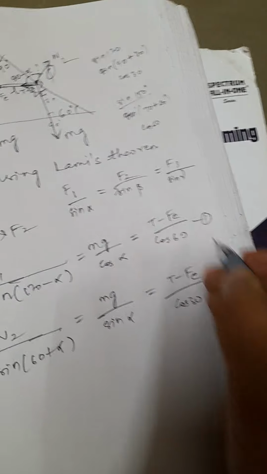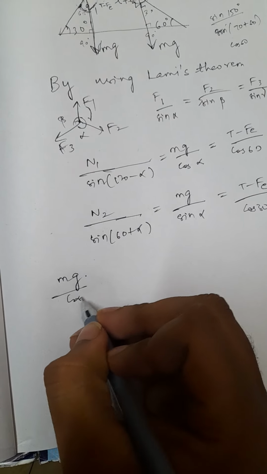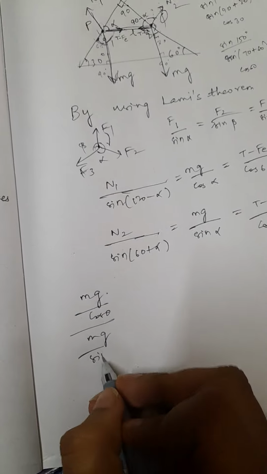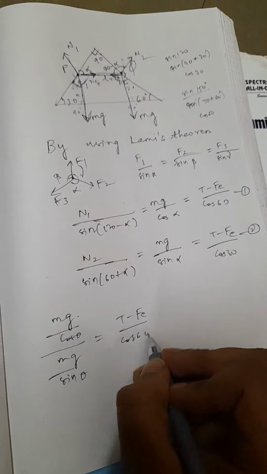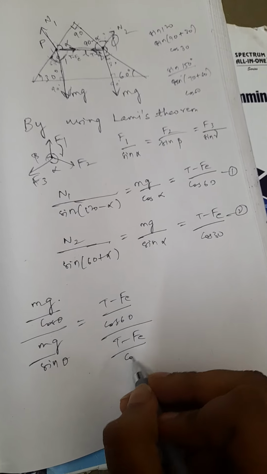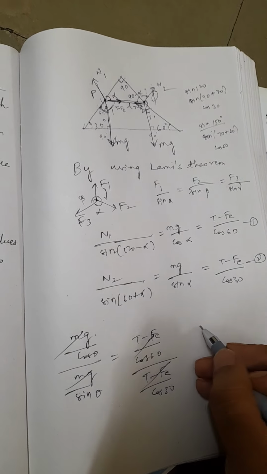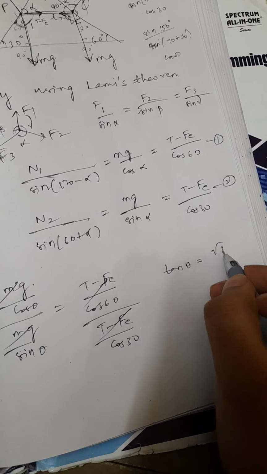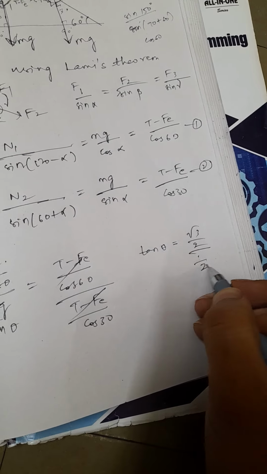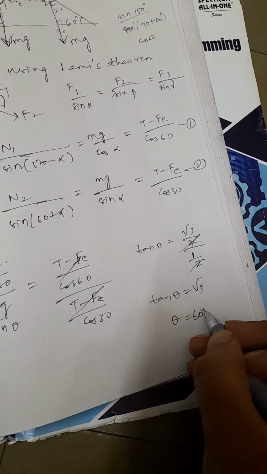Okay, we have got equation 1 and 2. So now we'll divide equation 1 by 2. We'll be getting the terms mg by cos alpha divided by mg by sin alpha, which is equal to t minus fe divided by cos 60 by t minus fe divided by cos 30. So this both will get cancelled, and we'll be getting sin theta by cos theta, which is equal to tan theta, and also cos 30 value is root 3 by 2, and cos 60 is 1 by 2. So 2 will get cancelled. So tan theta is equal to root 3. So theta is equal to 60 degrees we can take from here.